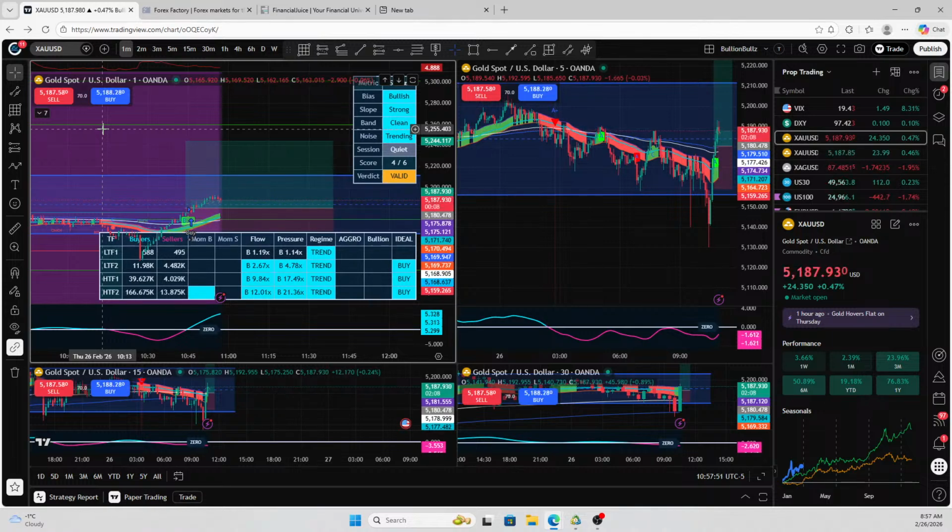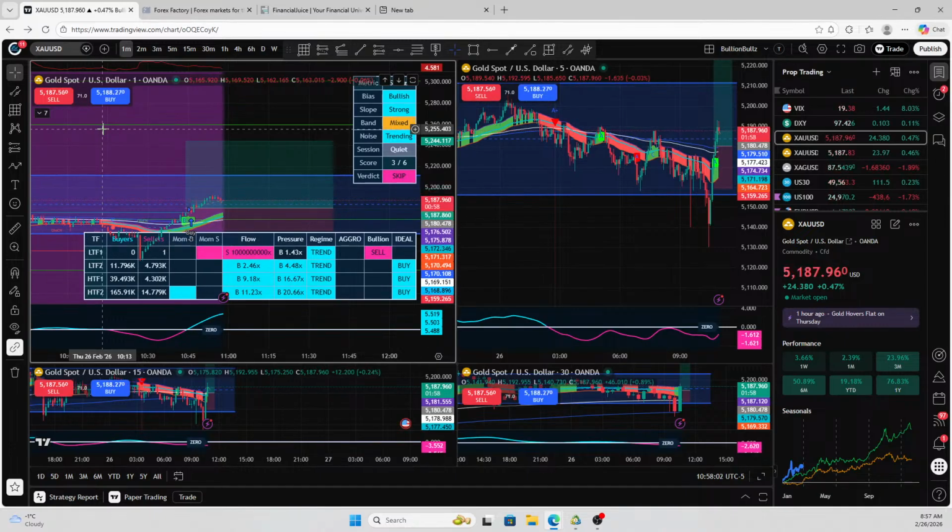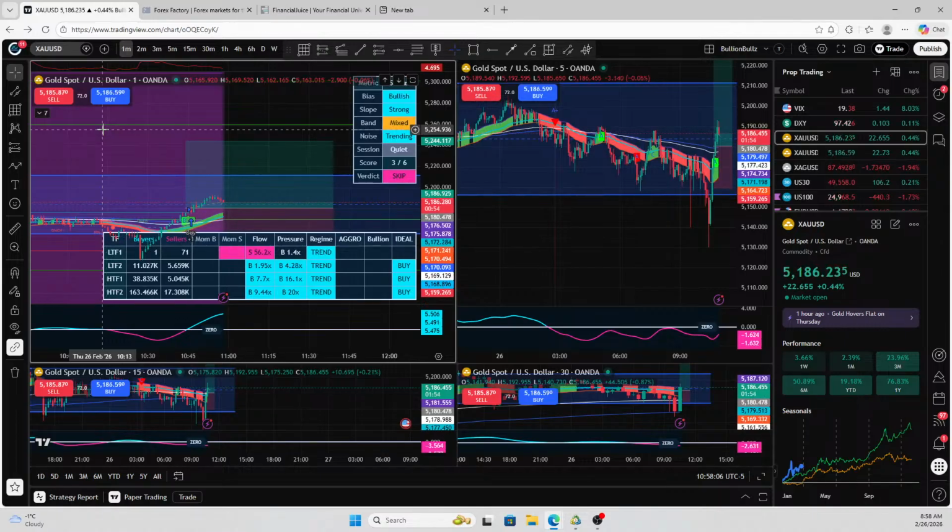That's why I kind of stayed out of this trade. I did not take this trade because, number one, it's not perfectly aligned with the overall bias. And number two, for the purpose of this channel, we're only taking our bias. We're not really trading our emotions, right?